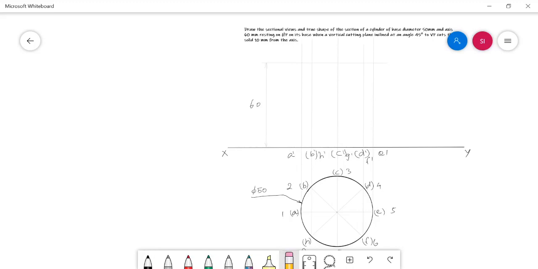And now the face points: 1 dash, 2 dash, 3 dash, 4 dash, 5 dash, 6 dash, 7 dash, and 8 dash.